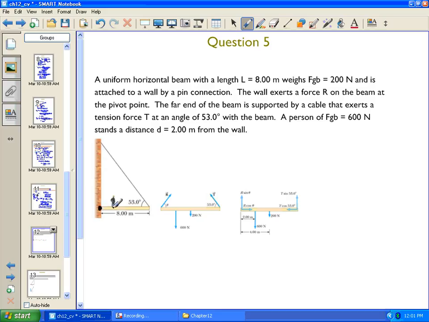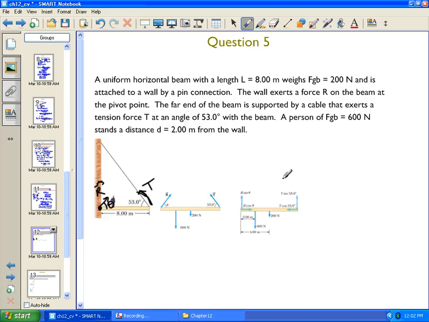The wall exerts a force R on the beam at the pivot point, which, as you can see here, is at some angle to the horizontal, yet to be determined. The far end of the beam is supported by a cable that exerts a tension at an angle of 53 degrees. See, this is the tension here. So we've got R over here, we've got T over here, and we know the angle that T makes with the horizontal, but we don't know the angle that R makes with the horizontal.